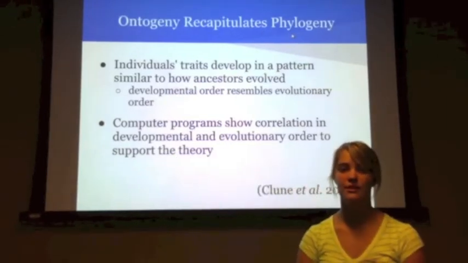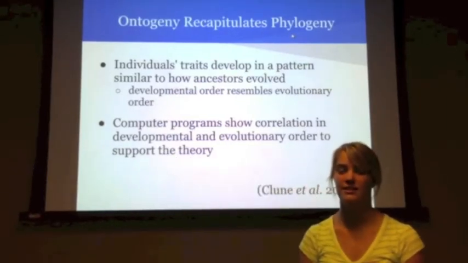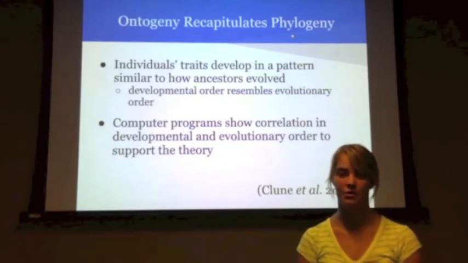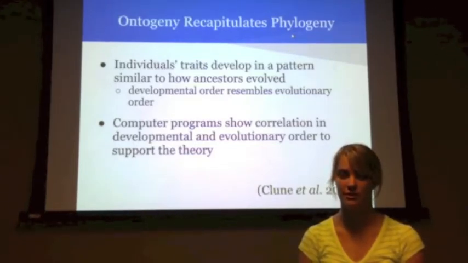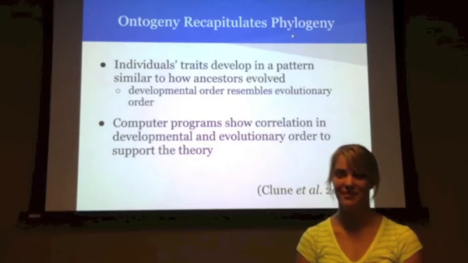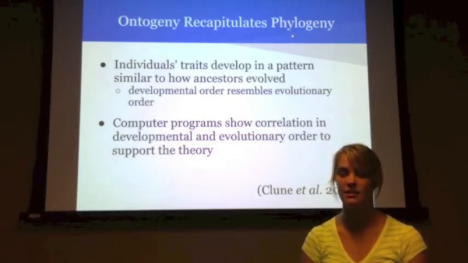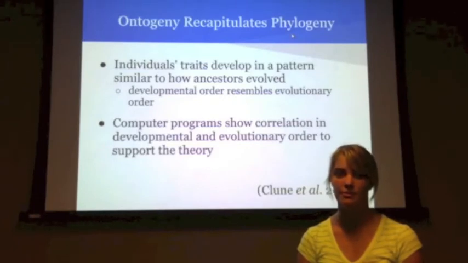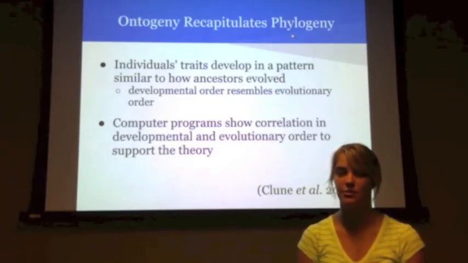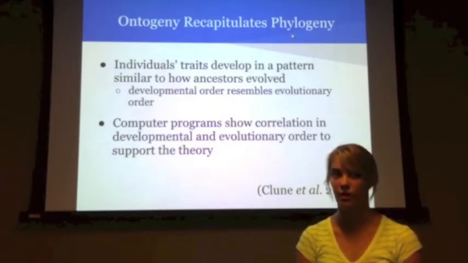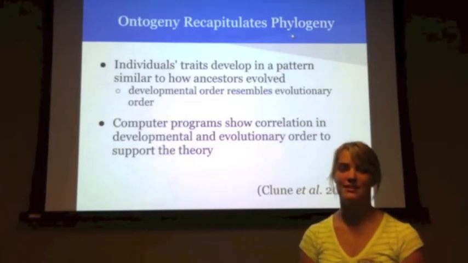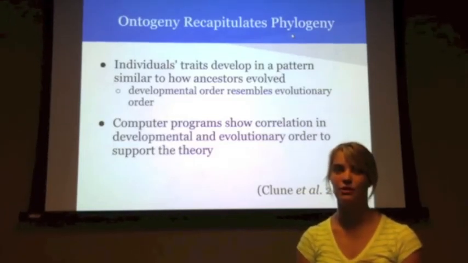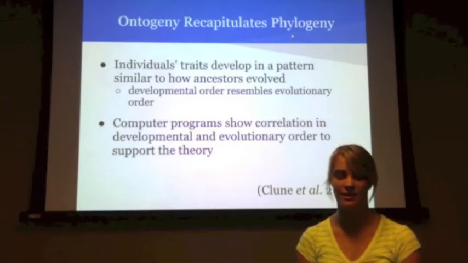The ontogeny recapitulates phylogeny theory provides another explanation for why organisms build vestigial traits and structures. The ontogeny recapitulates phylogeny theory states that individuals develop in a similar pattern or order to the way their ancestors originally evolved. Computer programs that simulate evolution show a correlation in developmental and evolutionary order to support the ontogeny recapitulates phylogeny theory.